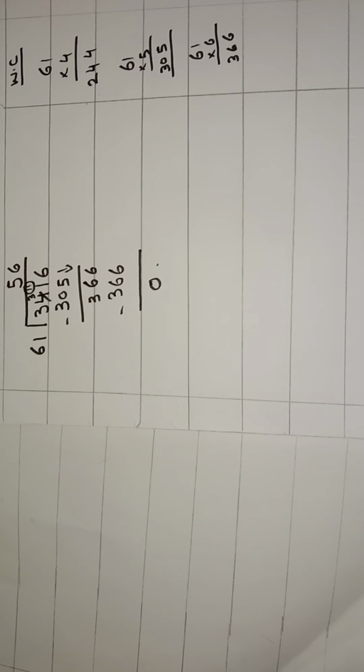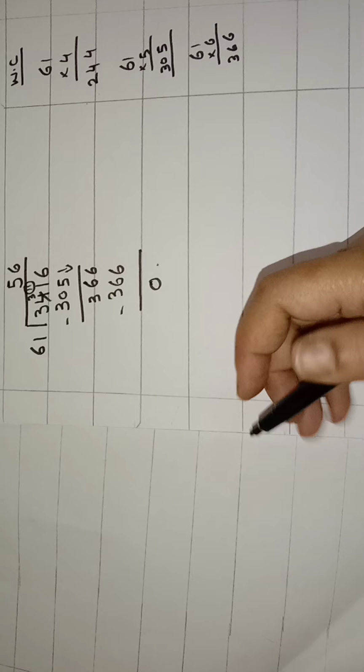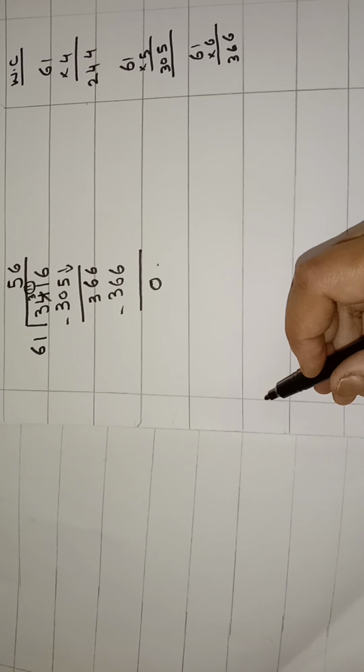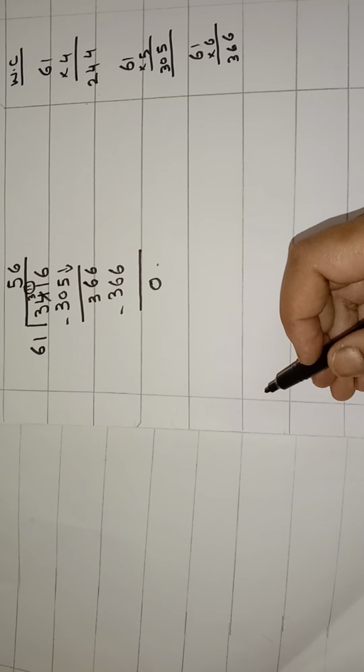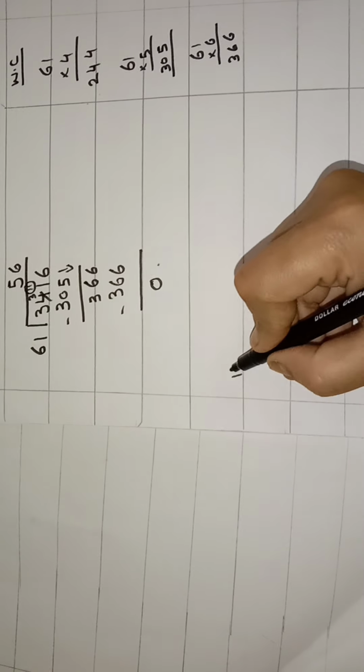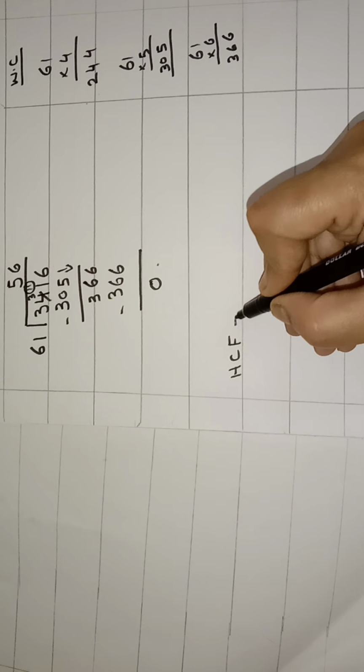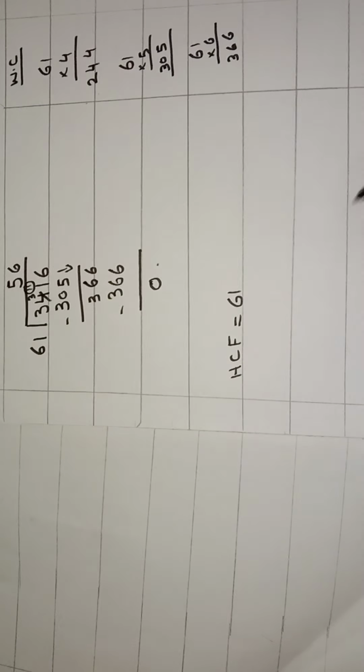It means that the HCF of 427, 1159, 1281, and 3416 is 61, because 61 is divisible by all the numbers.